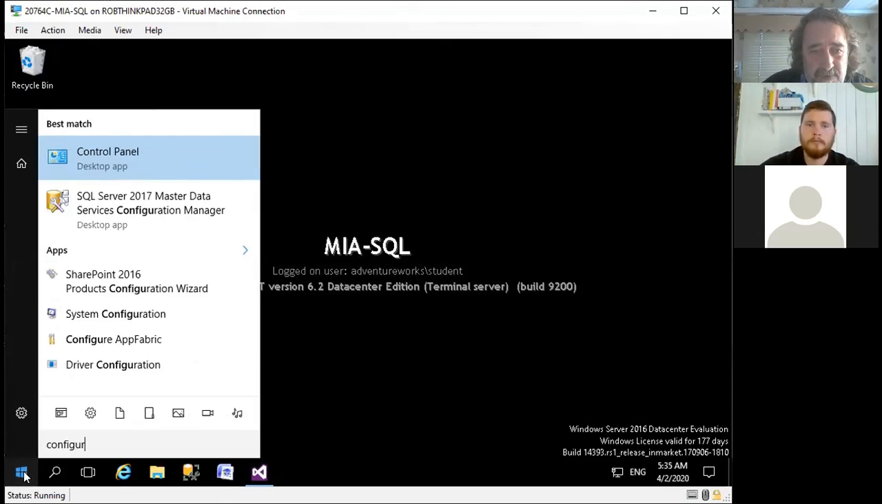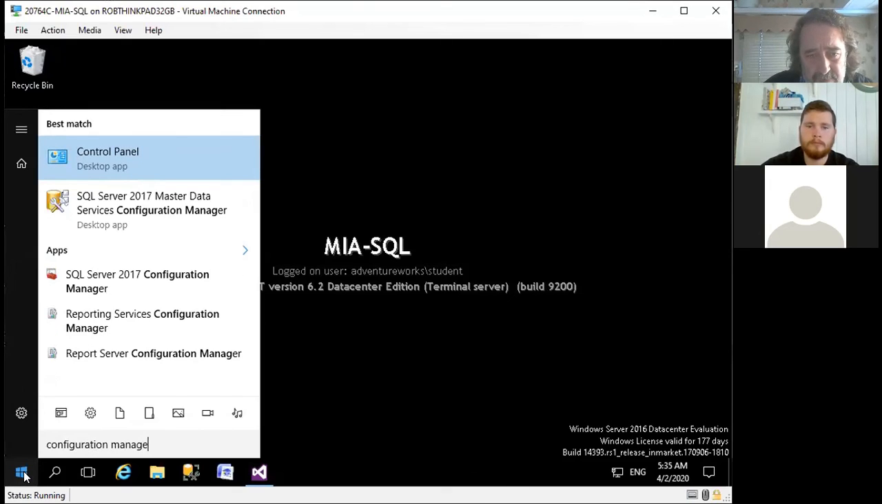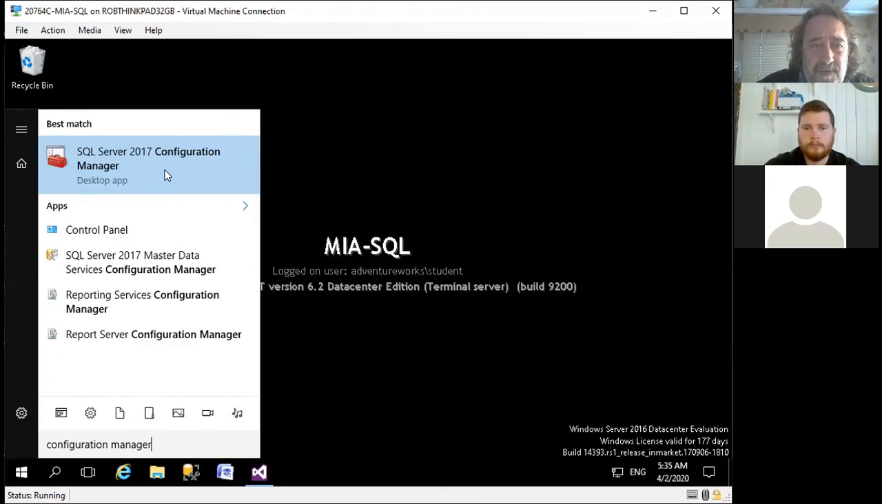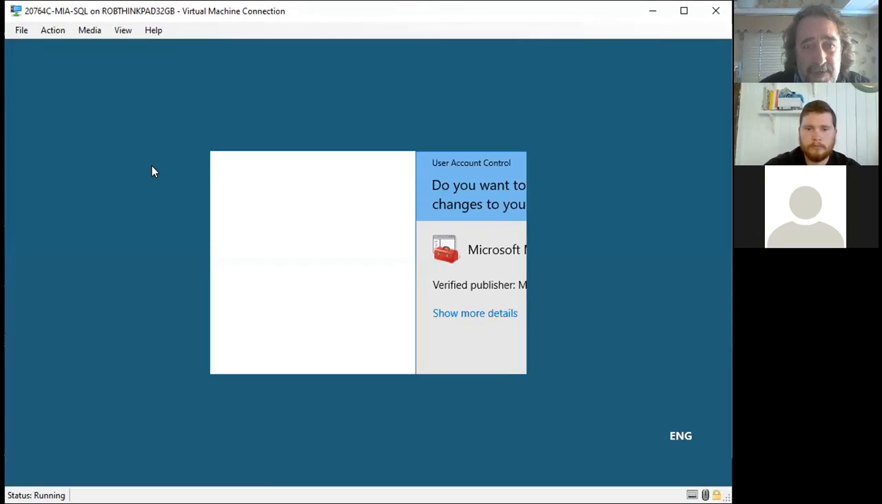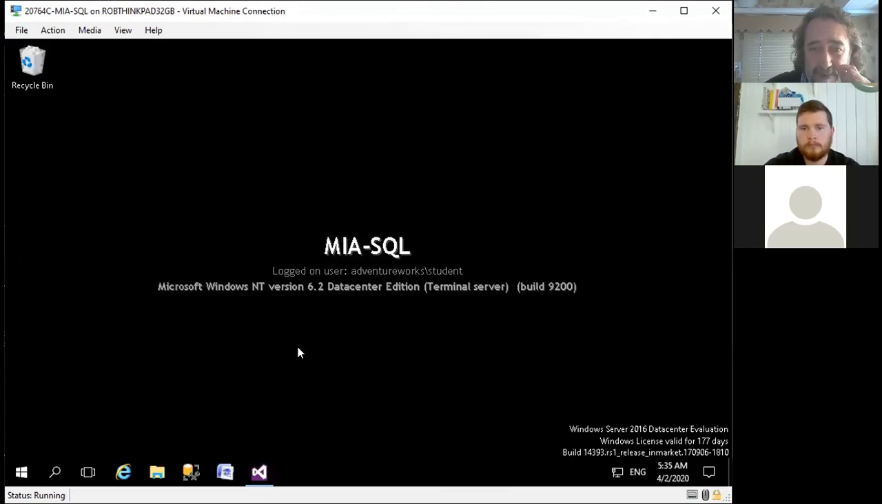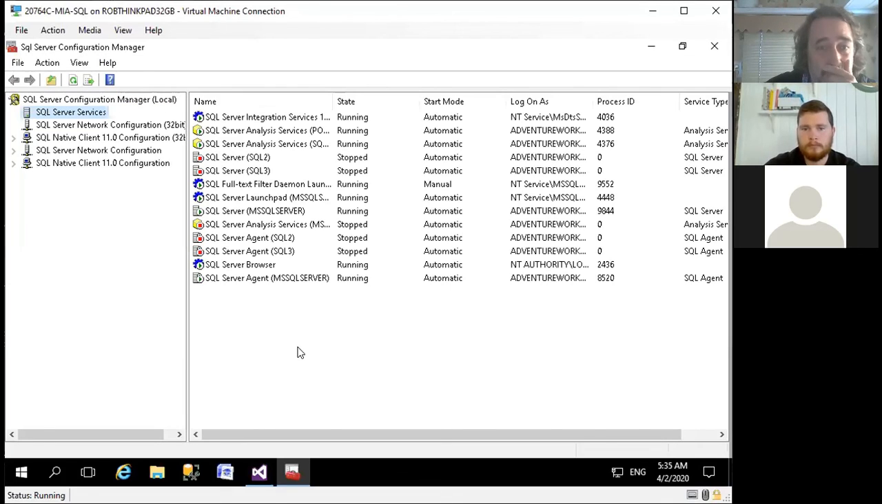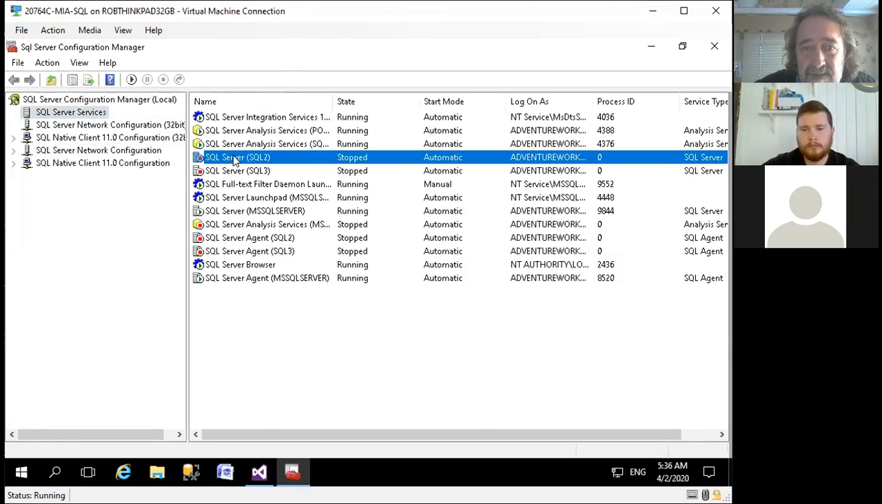There's a variety of tools around here. If you do a search for Configuration Manager, you will find Config Manager. It digs in deep to a variety of items. Specifically here, we have SQL Server Services, some native clients, and some network config. In this demo, we were trying to connect to SQL 2 and couldn't connect to it. So we said, maybe it's not up and running. We went in here to the service list, and lo and behold, the SQL Server 2 service is stopped.